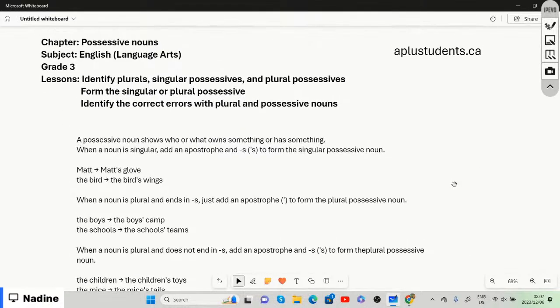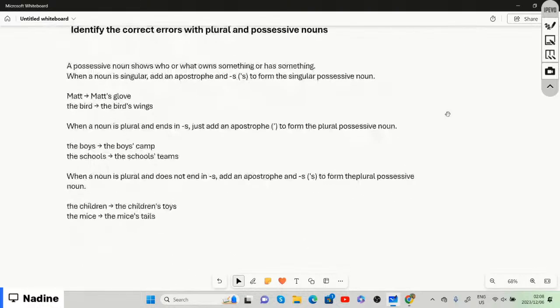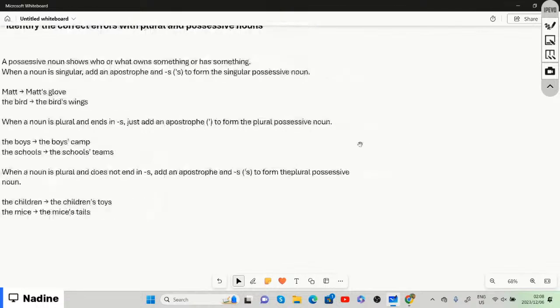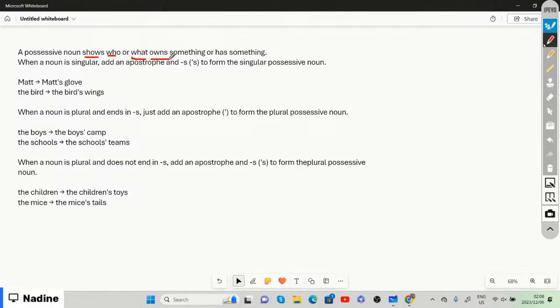All right, so we are doing possessive nouns. When it comes to possessive nouns, it basically means it shows possession, or you are possessive over something, not in a negative way. Possessive nouns show who or what owns something or has something.